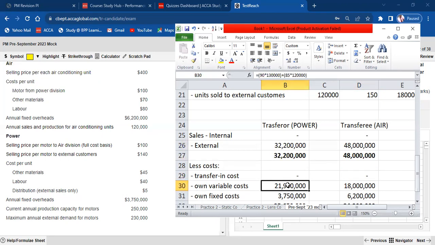Let's check the own variable cost. Now, power spends 45 on materials, 40 on labor, 5 on distribution cost because they are selling externally. They spend this times the number of units sold externally. So they are selling 230,000 units externally. Now, let's get this. Am I going to do 230,000 or do 250,000?